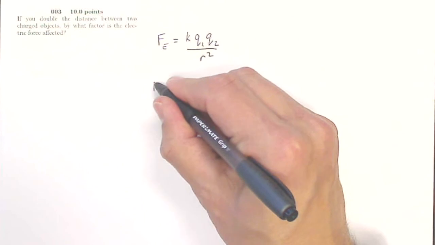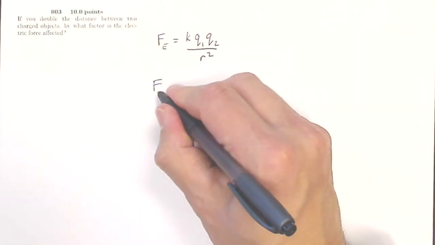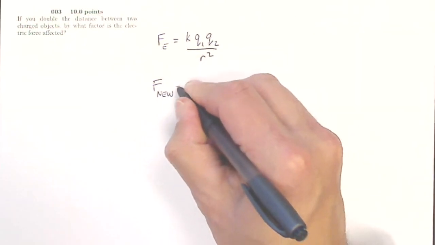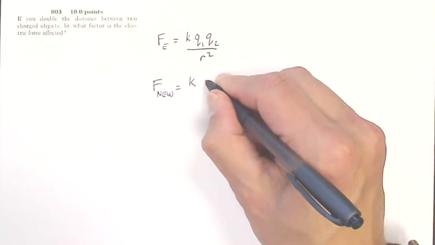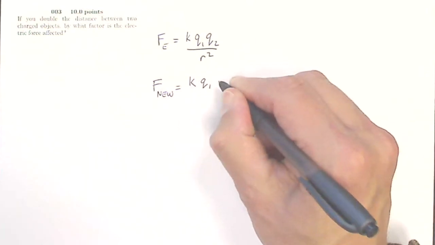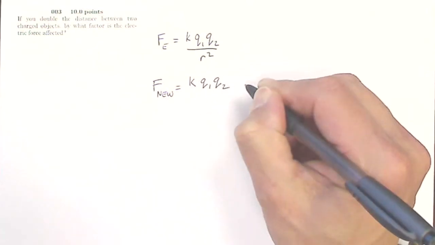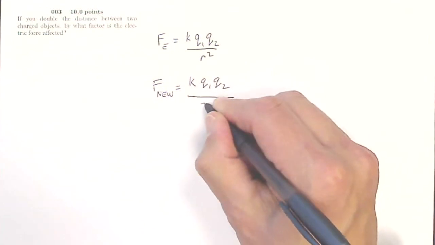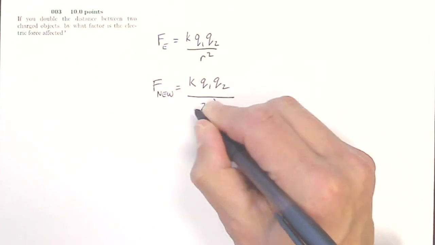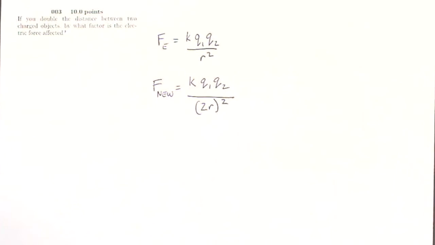So let me talk about my new force. I'll call that force new. Well, that's going to be still K. The first charge stays the same. The second charge stays the same. But now my distance is going to be twice R, and my distance is squared.